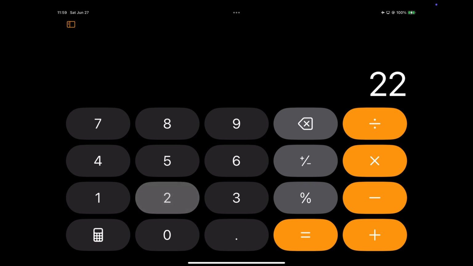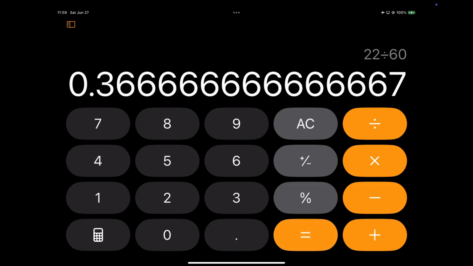So 22 minutes divided by 60, all right? So I'm taking my minutes, and I'm going to divide it by 60 minutes in order to equal hours, all right? Or degrees, okay? 1 minute of latitude or longitude, all right, is equal to 1 mile, all right? 60 minutes of latitude is equal to 1 degree. So 0.36666 and then 7 at the end, all right?